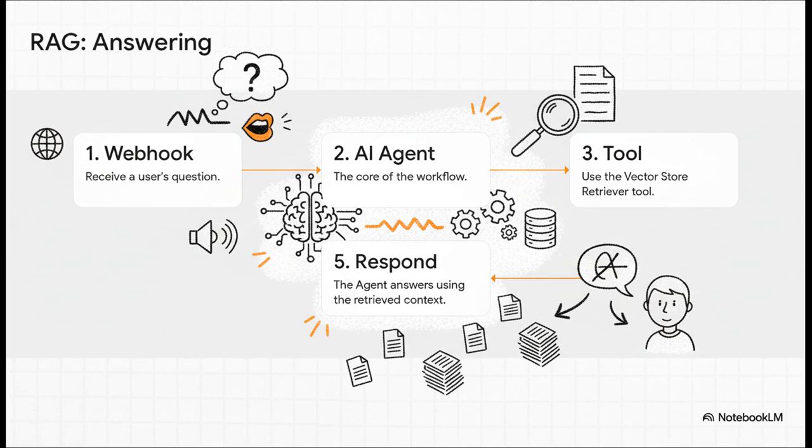It comes in through a webhook. It gets passed to our AI agent. The agent uses its special vector store retriever tool to find the most relevant snippets from the database. And then, finally, the agent uses that specific context to generate a smart, accurate, and evidence-based answer.